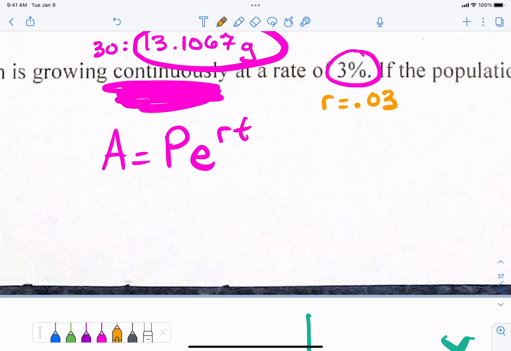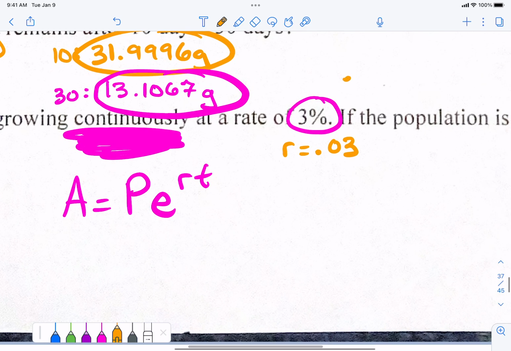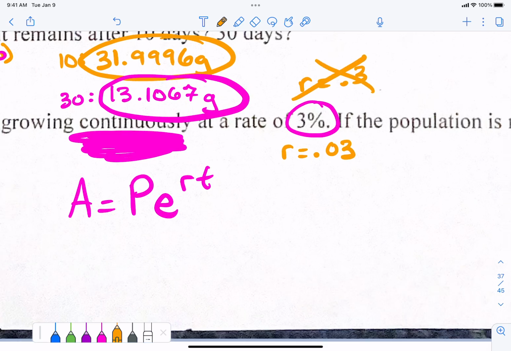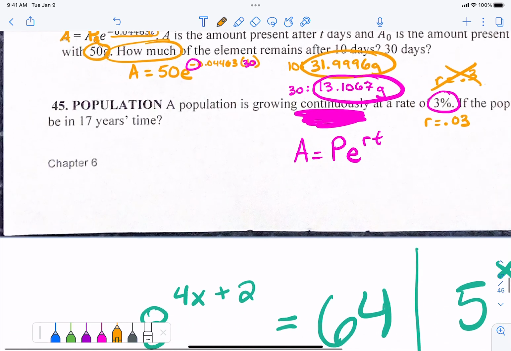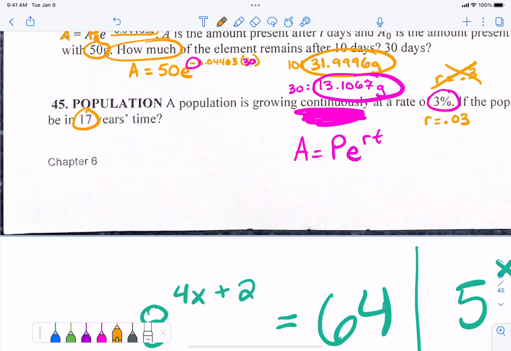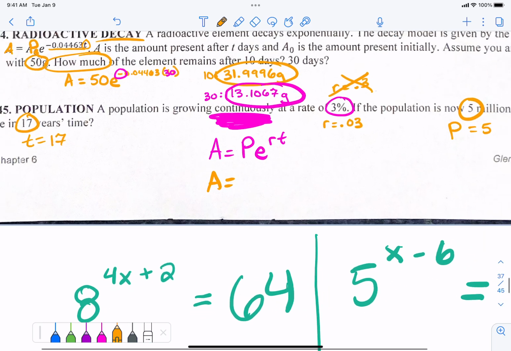And the biggest mistake I see people make is they will plug in 0.3 for R. Well, you move the decimal, but not enough, right? It's not 0.3, that would be 30%. 3% is 0.03, okay? If the population is now 5 million, what goes in for P? P is 5. What will it be in 17 years' time? That is T. What are we solving for? A. A is what we don't know. And we like it when we're solving for A because we just get to type it in.